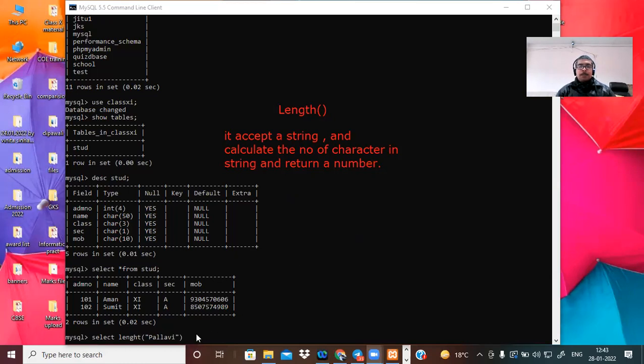What will it return? Tell me. I have written a function for the number of characters. How many characters are here? So, 1, 2, 3... 7. So definitely you are right.